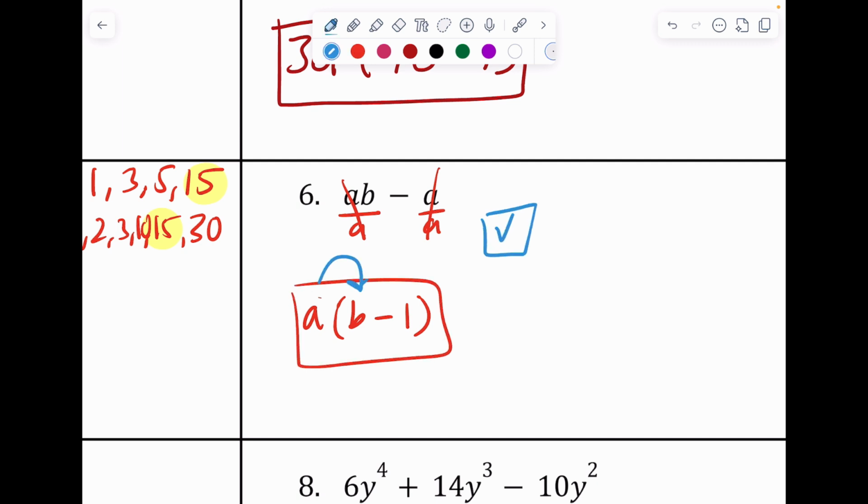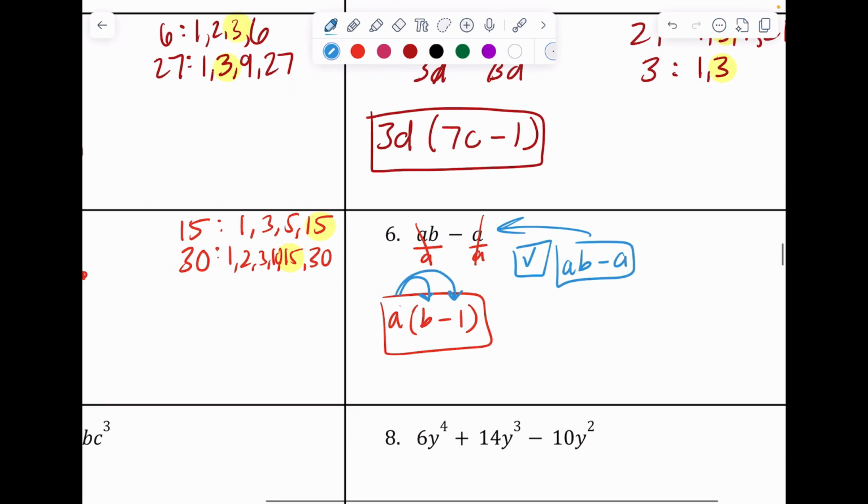What's a times b? ab. What's a times negative 1? Negative a. That's exactly what I started with. Okay, that's how I can check.